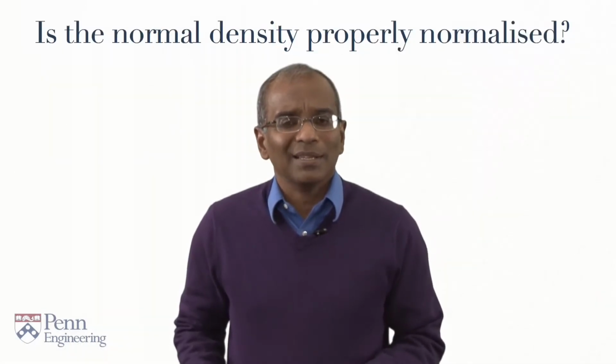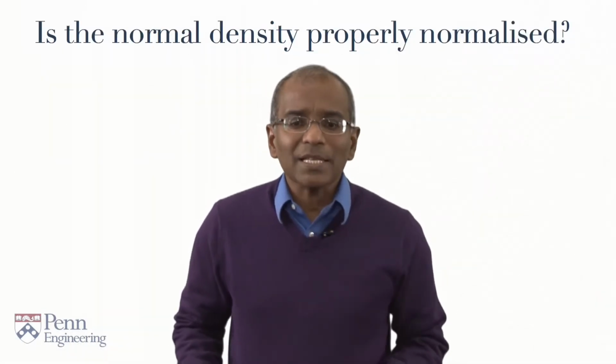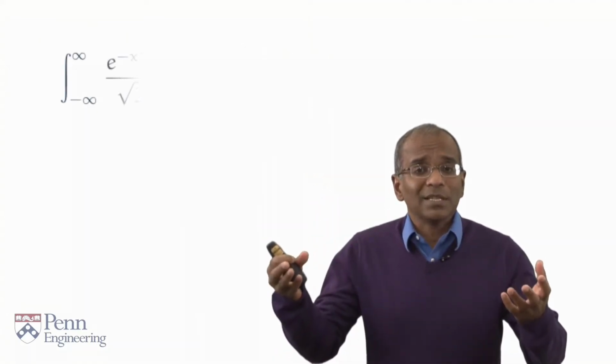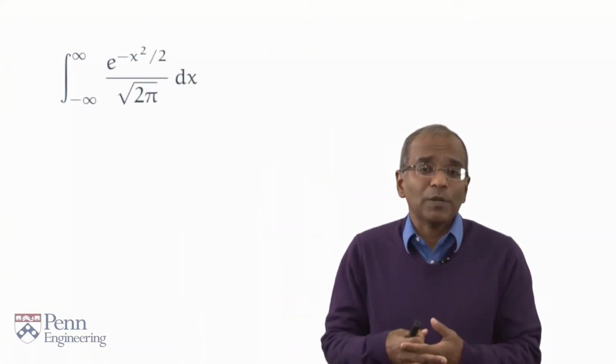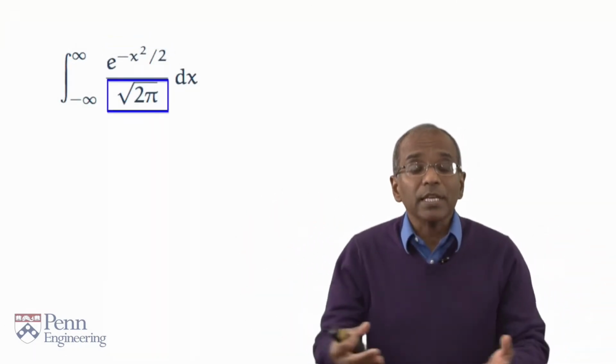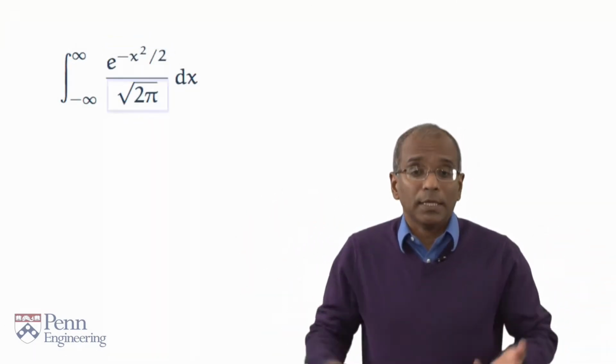The normal density is patently positive everywhere as a function. Is it properly normalized? To check its bona fides, we have to look at the area under the curve. So remember, phi of x was e to the minus x squared over 2 divided by the square root of 2 pi. I want to integrate this and see if I get 1.